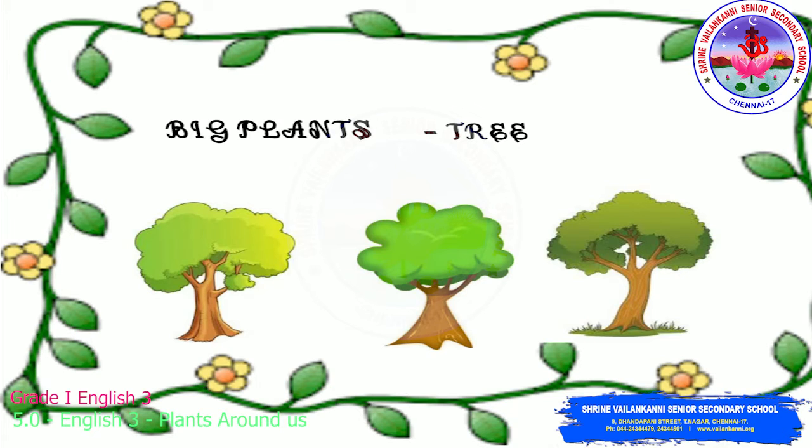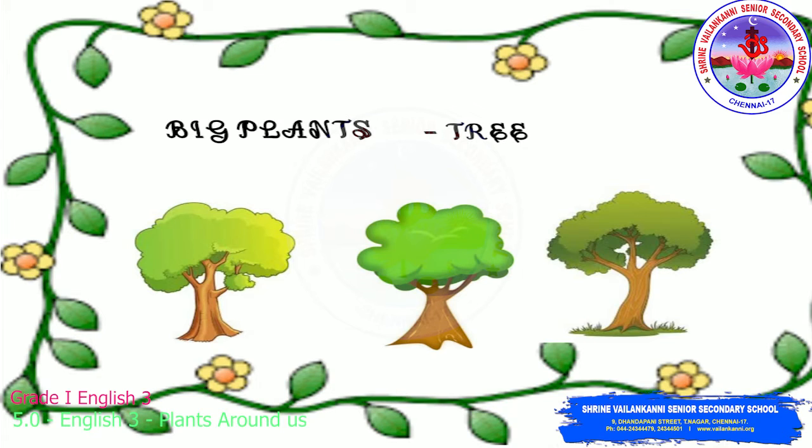And how will a tree look like? A tree will be very big and it will be very strong. The stem will be very strong. So see, the stem in the tree is called trunk. Okay, and the layer covering the trunk is called bark. So these are the things in the tree.